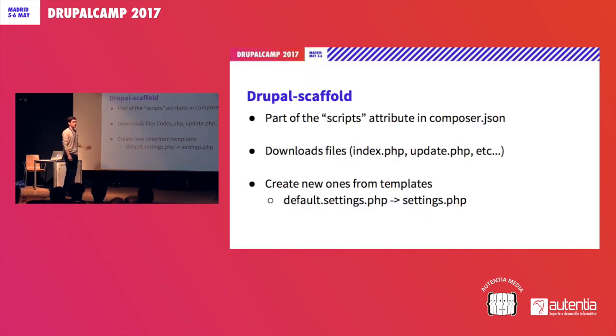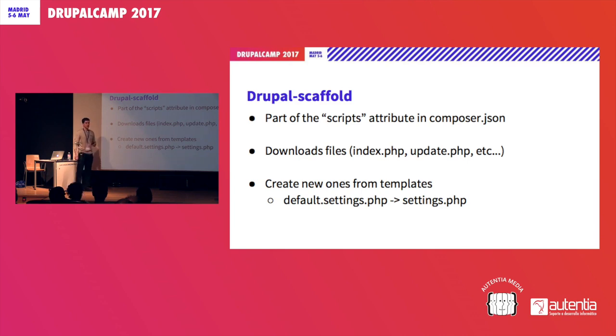So one of the most important bits is the Drupal scaffold project. The Drupal scaffold project is also another project from the Drupal Composer group, and it's included by default in the Drupal project. It is included, of course, as a dependency with the required attribute in composer.json, and it is essentially a part of the scripts attribute as well. So the dependency is included on one side, and then in the scripts attribute, Drupal project specifies a specific script in PHP that is Drupal scaffold.